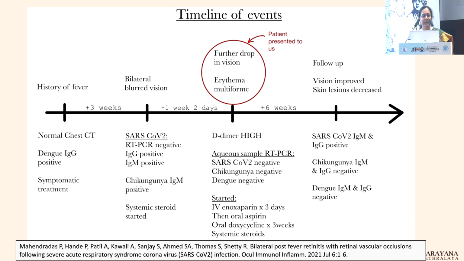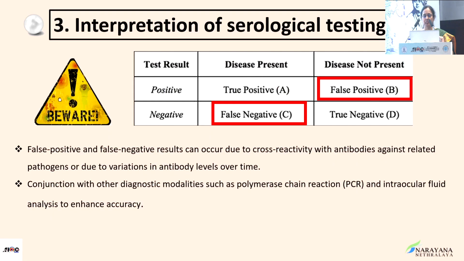Here, PCR was negative, but antibodies for SARS-CoV-2 were positive, dengue was positive, and chikungunya was positive. She also had increased D-dimer, another finding which goes more in favor of COVID. She was put on anticoagulant, doxycycline and steroids. When we repeated the tests at follow-up, most of the antibodies disappeared, whereas SARS-CoV-2 alone persisted in this case.